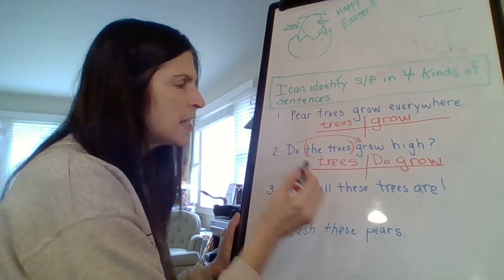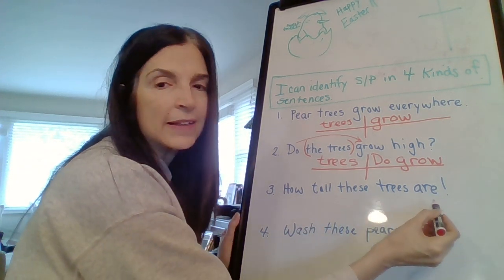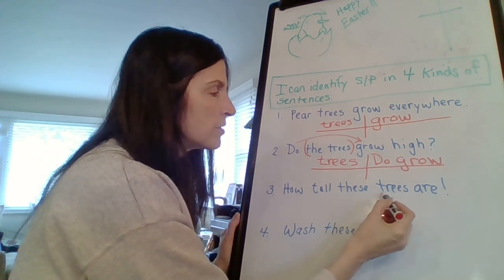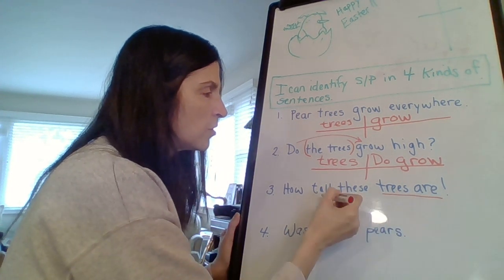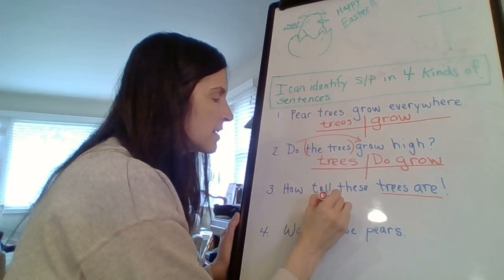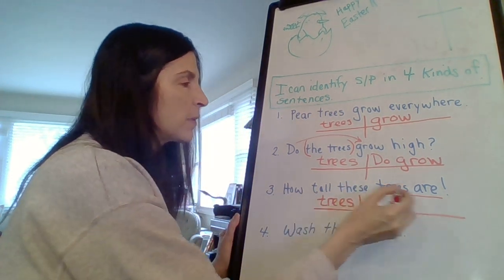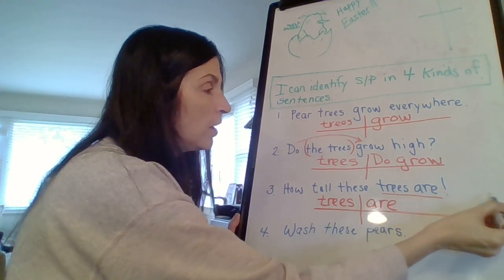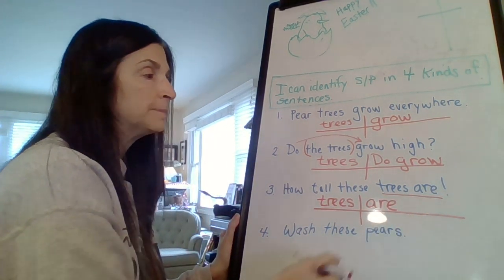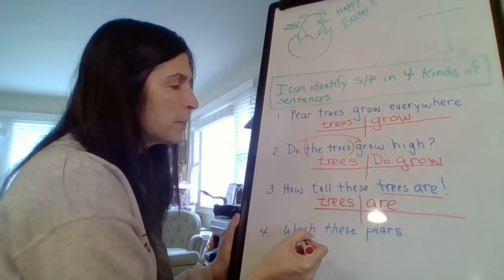And typically in an exclamatory sentence, the subject and the verb are going to be at the last part. So as you can see here, trees are tall. These trees are tall. So again, what is the sentence about? It's about the trees. Baseline, bisecting line, what are they doing? Well, it's a linking verb, so they are. They are what? Tall. So simple subject, simple predicate.